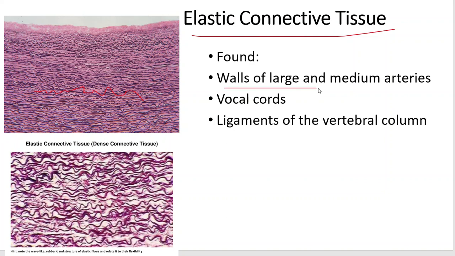These guys are going to be in the walls of the large arteries and some of the medium ones, especially that looks like the aorta to me. They're going to be there in the vocal cords because they are also something that has to stretch. And in some of the ligaments of the vertebral column around your spine, the bones of the spine.